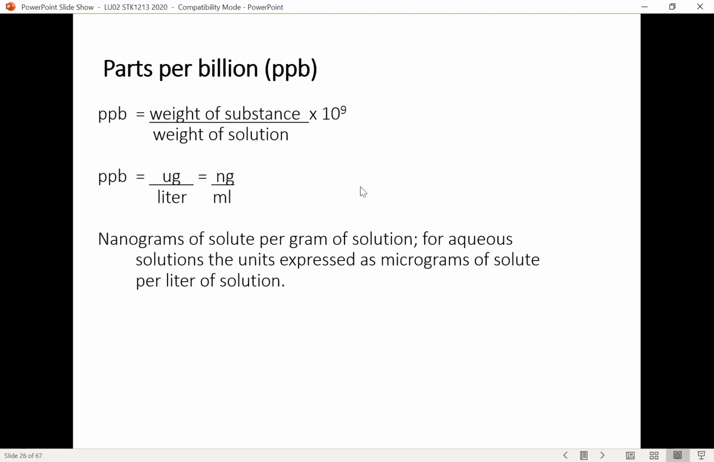For parts per billion, it's weight of substance divided by the weight of solution times 10 to the power of 9. That one is parts per billion. And parts per billion is microgram per liter or nanogram per milliliter.